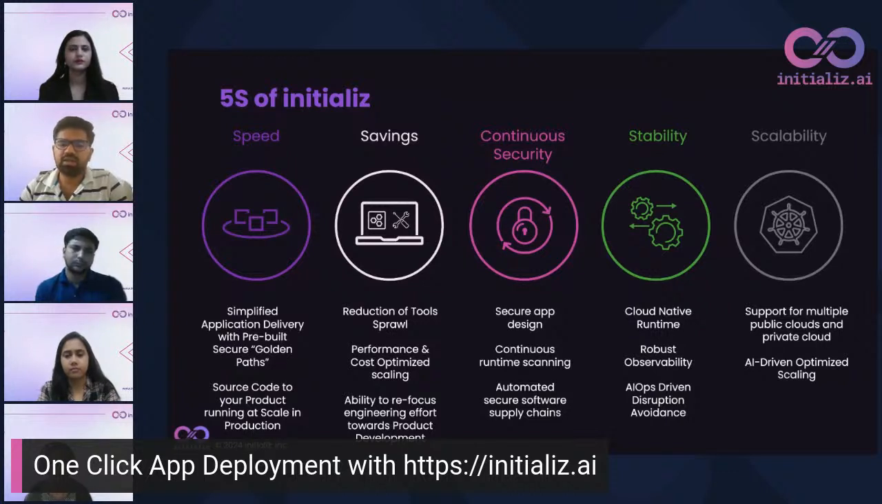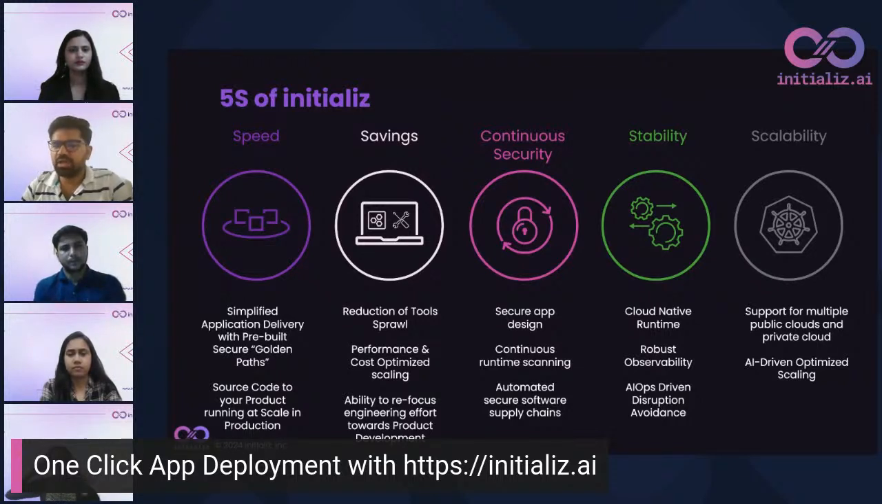Third is security. With Initialize, you will get an automated secure software supply chain and continuous runtime scanning for your application, where you will get to know the latest vulnerabilities in your application that you can fix, and you will get auto remediation with that. Fourth is stability. We are providing you AI ops driven disruption avoidance. We are providing you robust observability. With the help of that, you can achieve stability for your application.